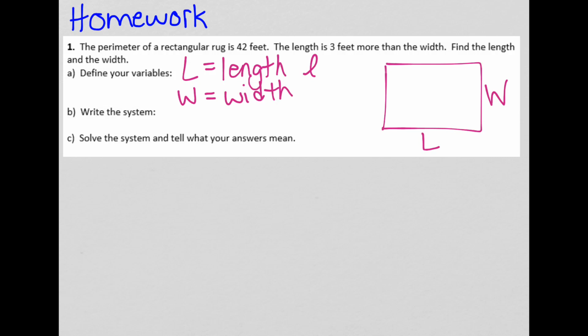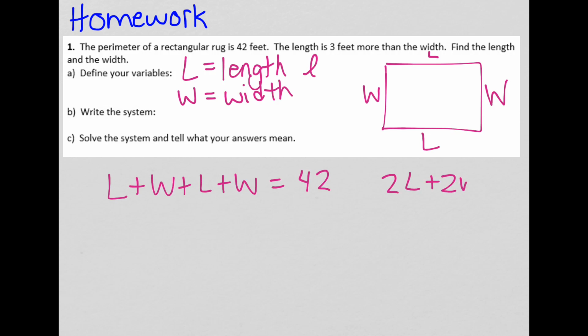Let's go back and read this problem. The perimeter of a rectangular rug is 42 feet. Perimeter means you go around and you add up all the sides. So that would be the length plus the width plus the length plus the width. And when I add up all the sides, I'm going to end up with 42. Well, I could simplify that a bit. Instead of L plus W plus L plus W, I could say 2 times the length plus 2 times the width equals 42. So I'm going to use that one instead. Okay, there's one equation. That's about the perimeter.